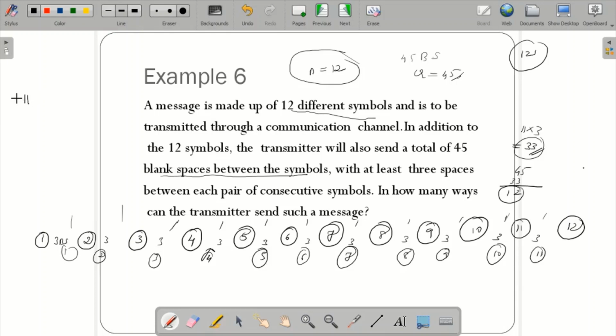So it would be combination of n is 11 distinct, right? Distinct positions for blank spaces. So 11 plus 12 minus 1, 12. So this is just for the placement of blank spaces.